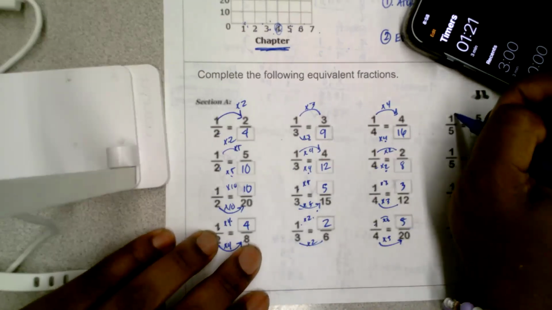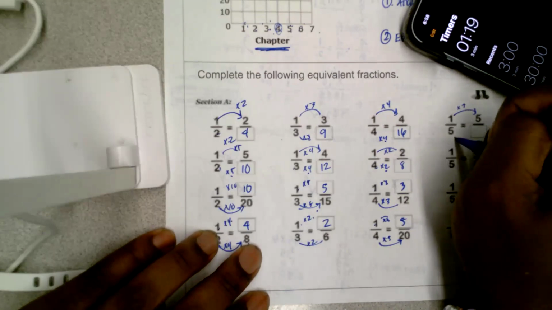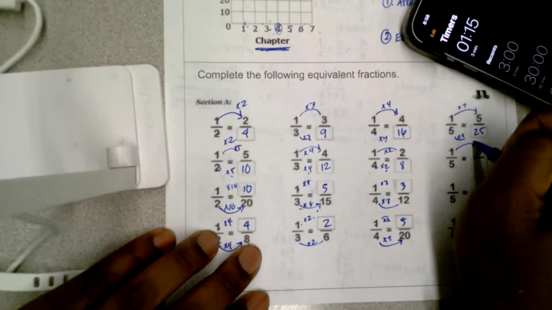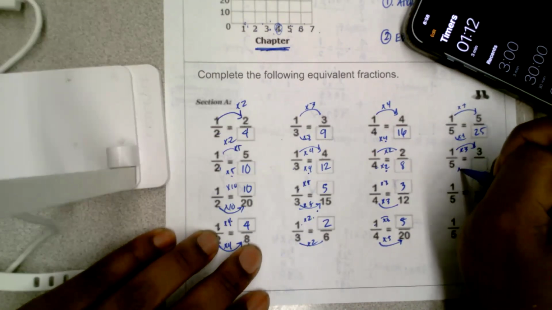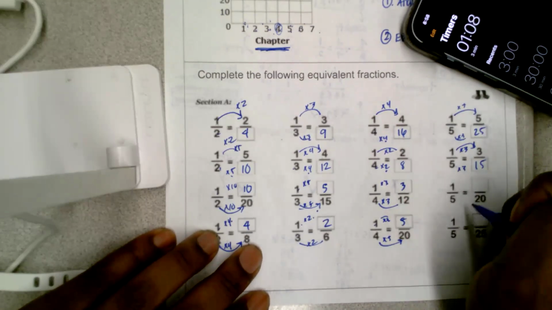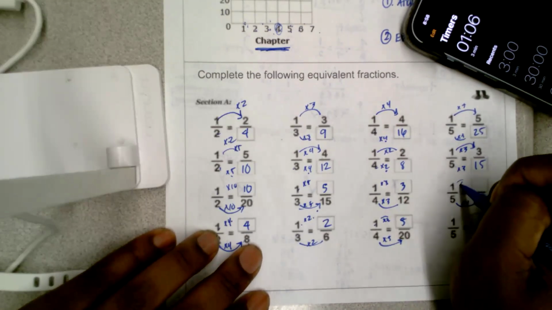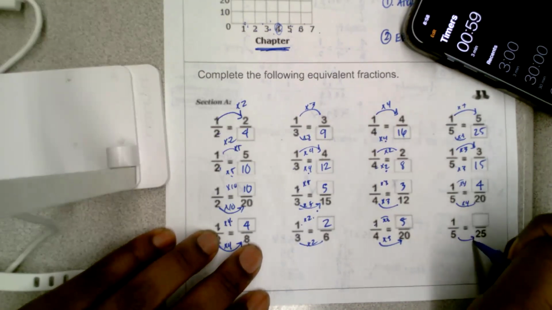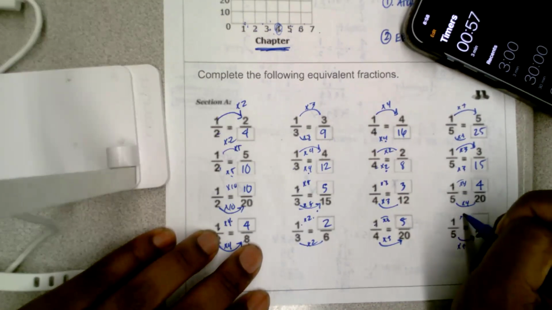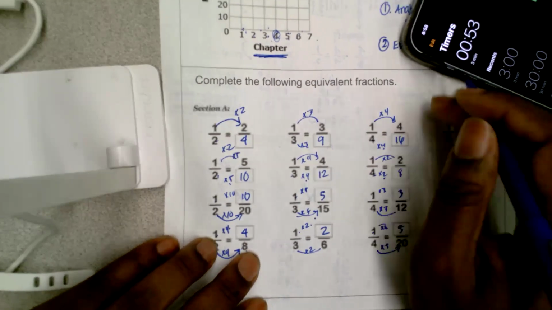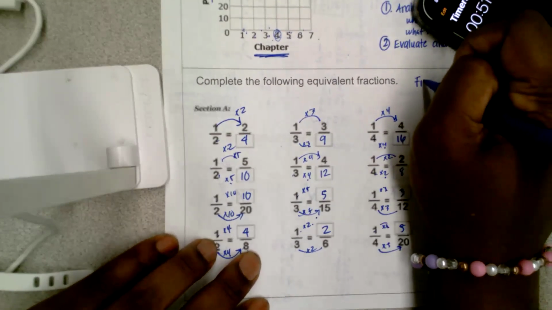To get from 1 to 5, you multiply by 5 on both sides. And 5 times 5 is 25. To get from 1 to 3, you multiply by 3 on both sides. And 5 times 3 is 15. To get from 5 to 20, you multiply by 4 on both sides. And 1 times 4 is 4. To get from 5 to 25, you multiply by 5 on both sides. And 1 times 5 is 5. Oh, I've finished in 55 seconds. So I will write that.